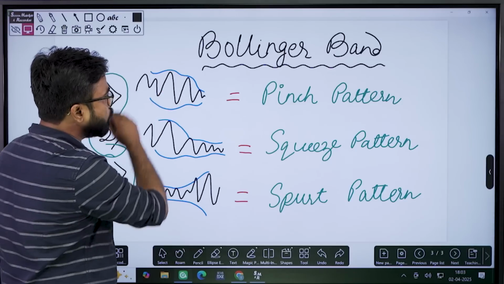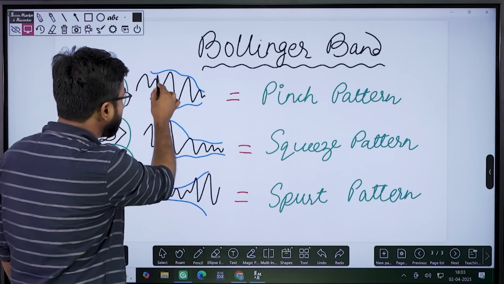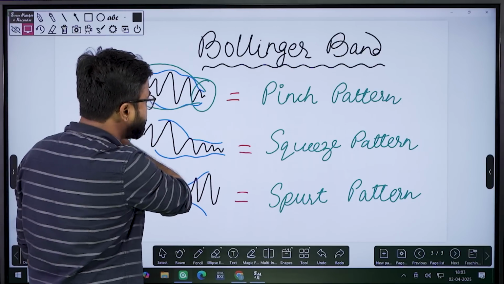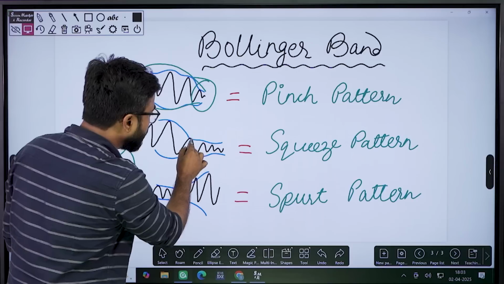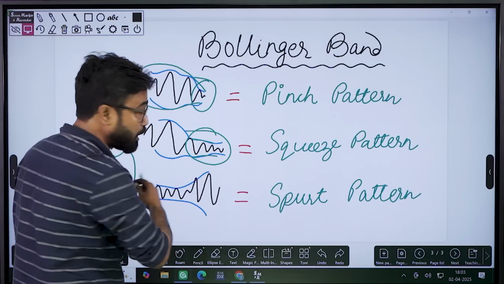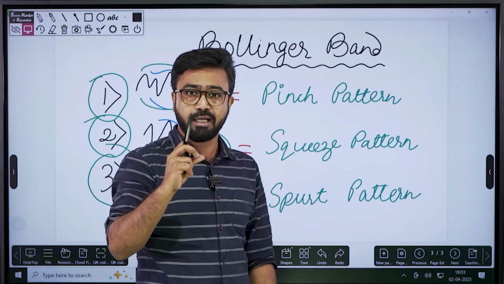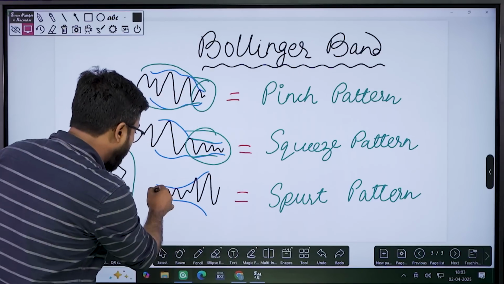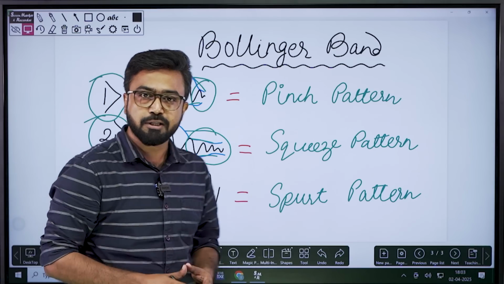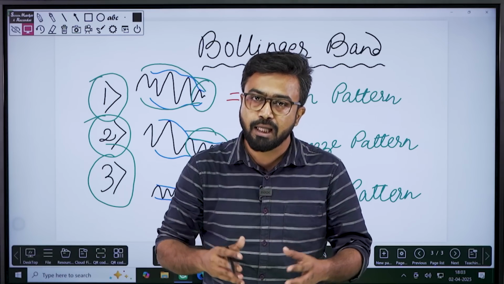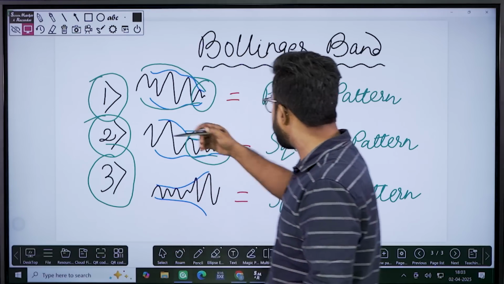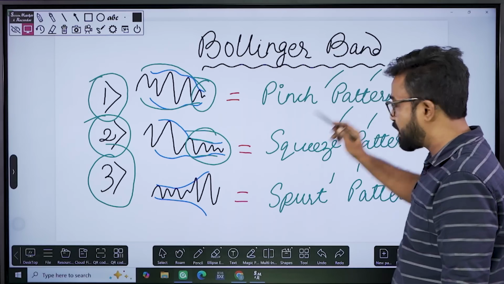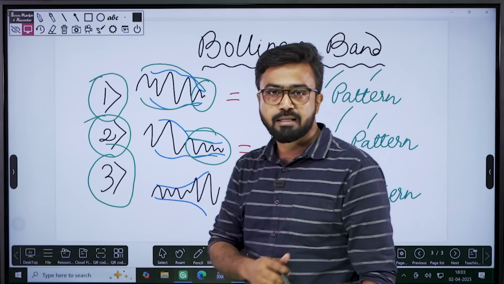In Bollinger Band, whenever the bands come like this, the pattern is known as pinch pattern. After a pinch, you will always find a squeeze pattern. That means price gets contracted, or you can say there is lack of volatility. And after a squeeze pattern, there is always a spart. That means the volatility increases. And this repeats in cycles. So pinch, squeeze, spart. Then again pinch, squeeze, spart. Now I'll come to my next slide.